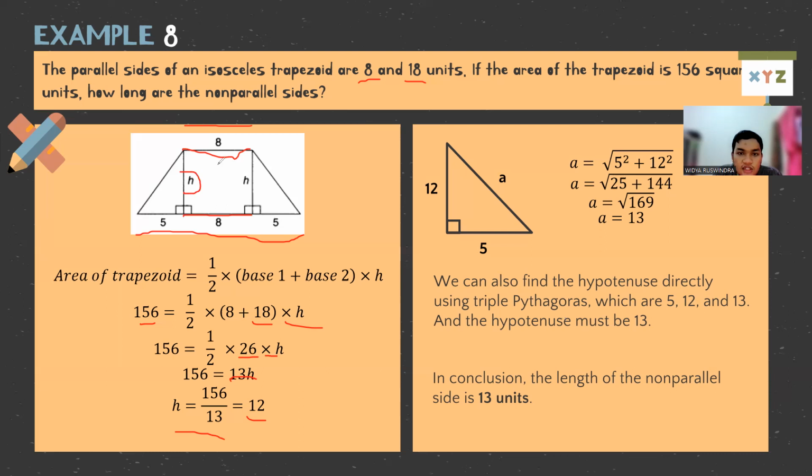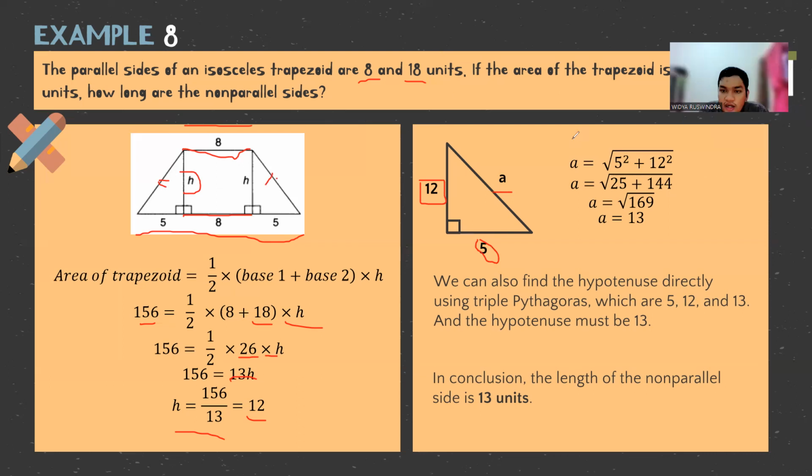So we have h, and we want to know the non-parallel side. This is a non-parallel side, and we know this is a triangle with a side of 5, and h is 12. What is the value of a? We say the non-parallel side is a, so we get a squared. To get the a value, it is the square root of 5 squared plus 12 squared.